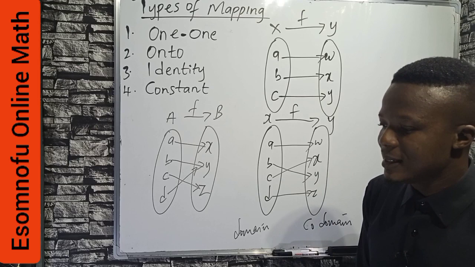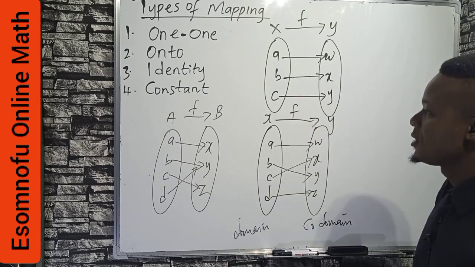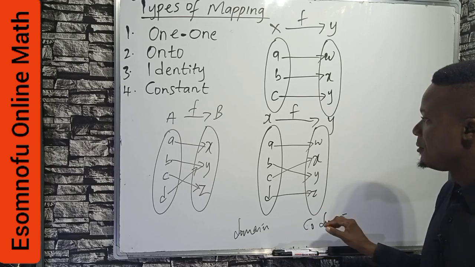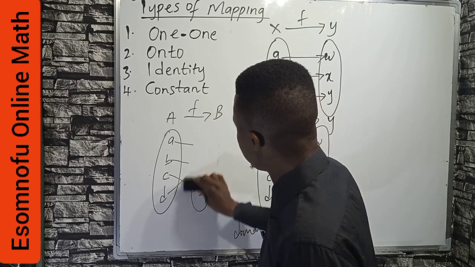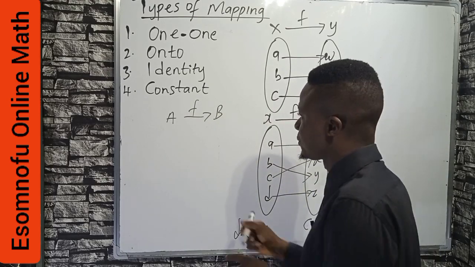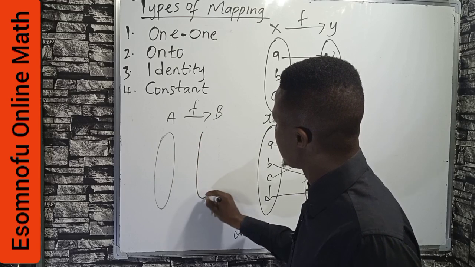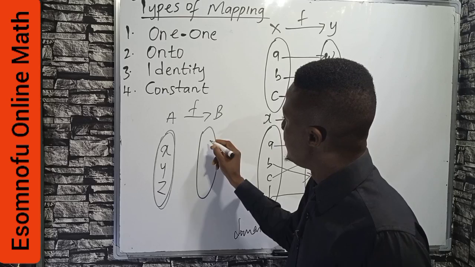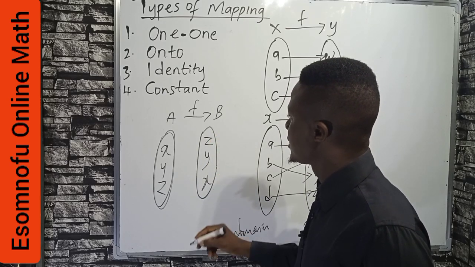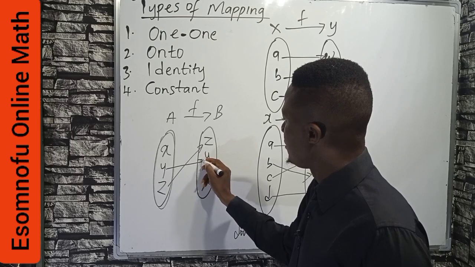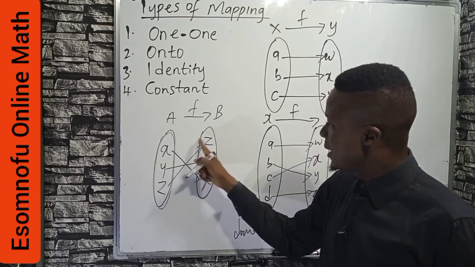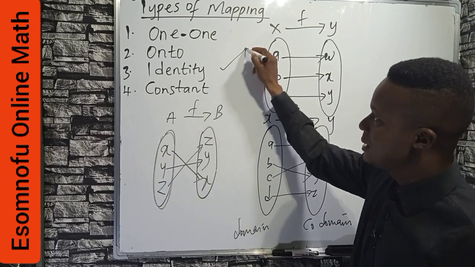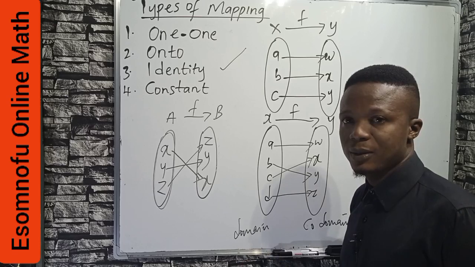We still have identity mapping. Identity mapping, if an element is mapped to itself in a domain, in a codomain, you say that it's identity. For example, now, if you have something like this, A is mapped into B again. This is X, Y, Z. Maybe you have Z, Y, X, for instance. Z mapped into Z, Y mapped into Y, and X mapped into X. They are mapped to themselves. They are images of themselves. We say that this is an identity mapping. That is how an identity mapping looks like.